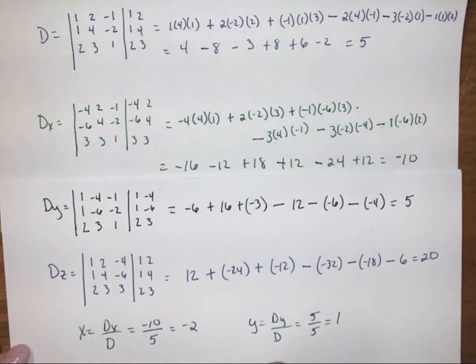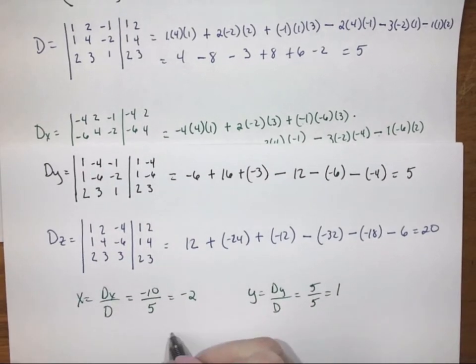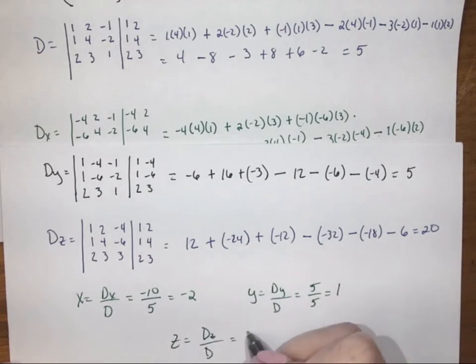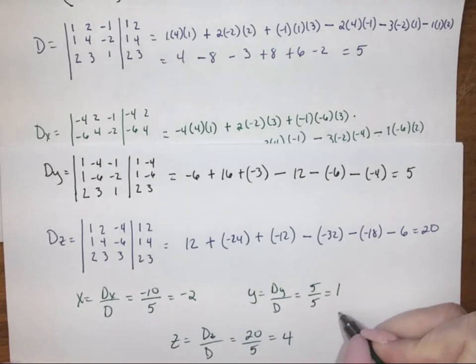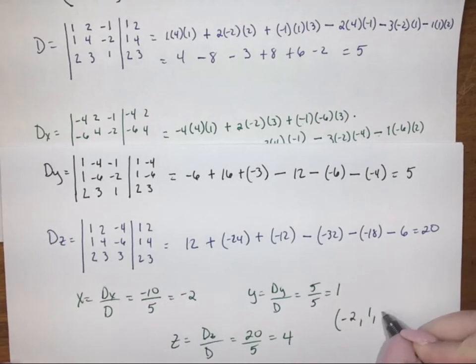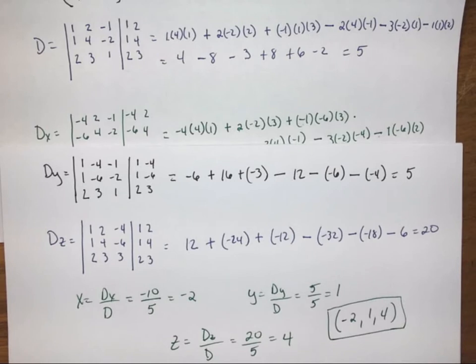Our z will be equal to dz over d, which is going to be 20 over 5, which will be 4. So we end up with an ordered triple of -2, 1, and 4. So that's our answer for that one. All right, let's do one more example.